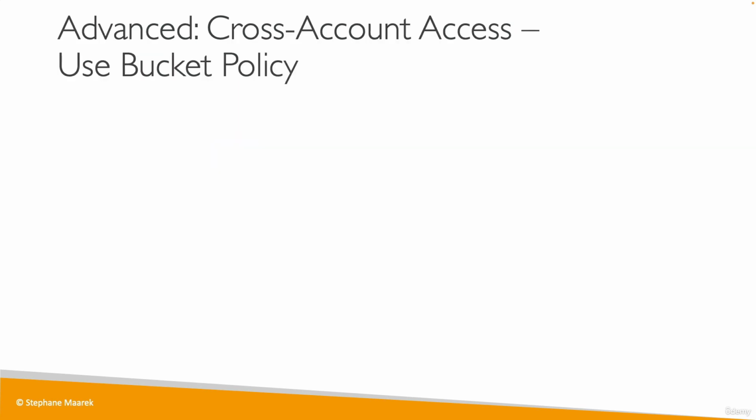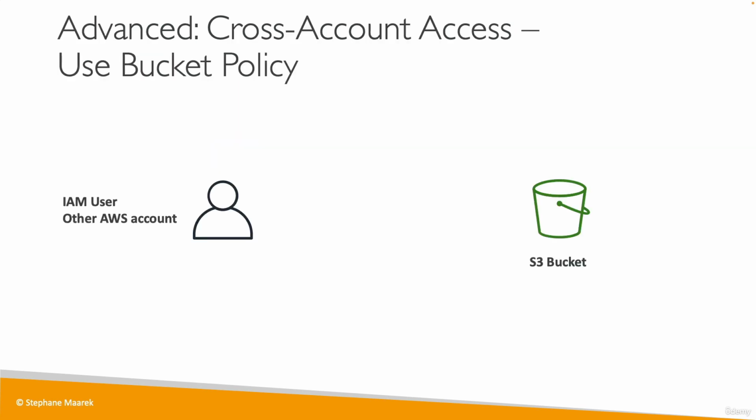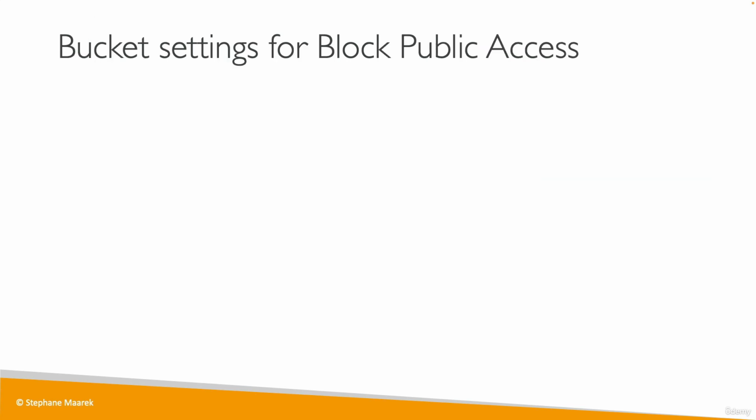More advanced, if we want to allow cross-account access, then we must use a bucket policy. So we have an IAM user in another AWS account, and we create an S3 bucket policy that allows cross-account access for that specific IAM user, and therefore the IAM user will be able to make API calls into our S3 bucket.